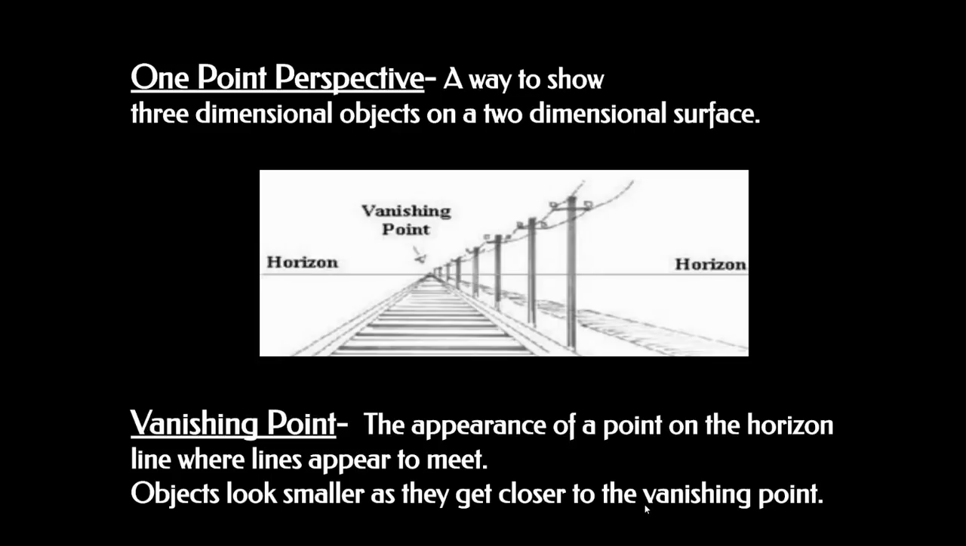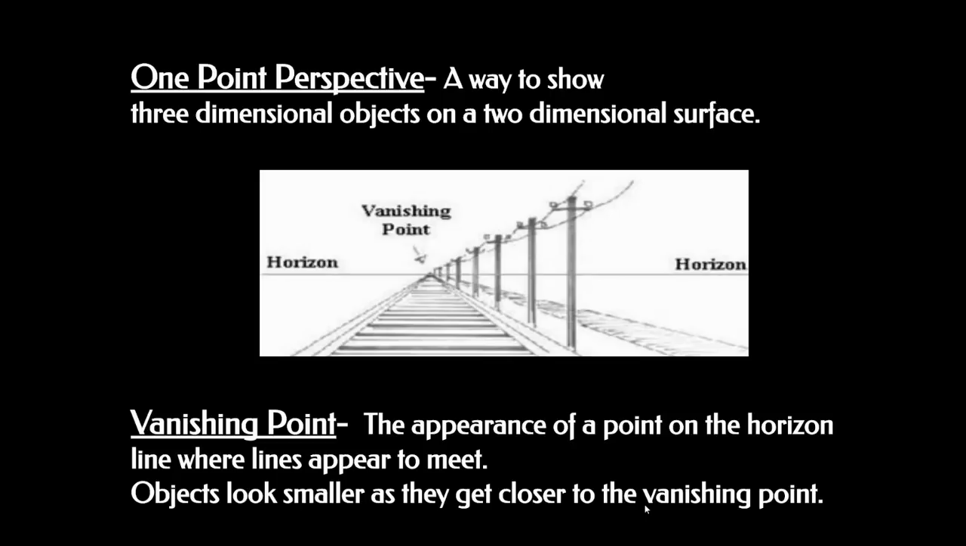Next is one-point perspective, a way to show three-dimensional objects on a two-dimensional surface. Our last vocabulary word today is vanishing point. This is the appearance of a point on the horizon line where lines appear to meet. Objects look smaller as they get closer to the vanishing point.